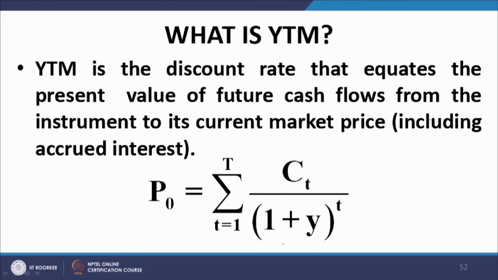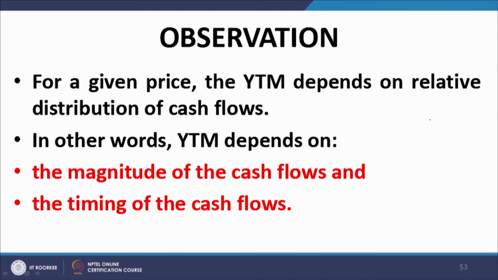We call it also the zero curve or the strip curve. As far as YTM is concerned, I have already defined it for you. This is the explicit definition that I mentioned a few minutes back. YTM is the discount rate that equates the present value of future cash flows from the instrument to its current market price. Therefore, for a given price, the YTM depends on what?